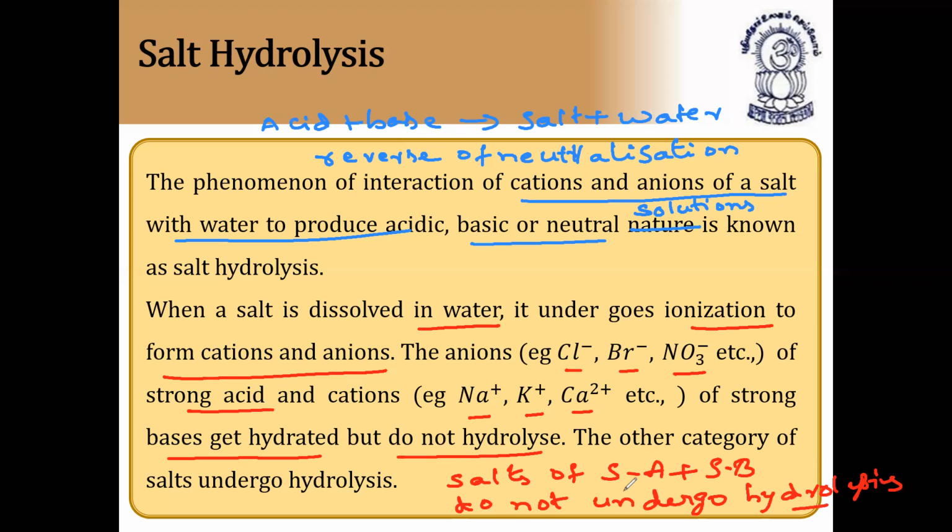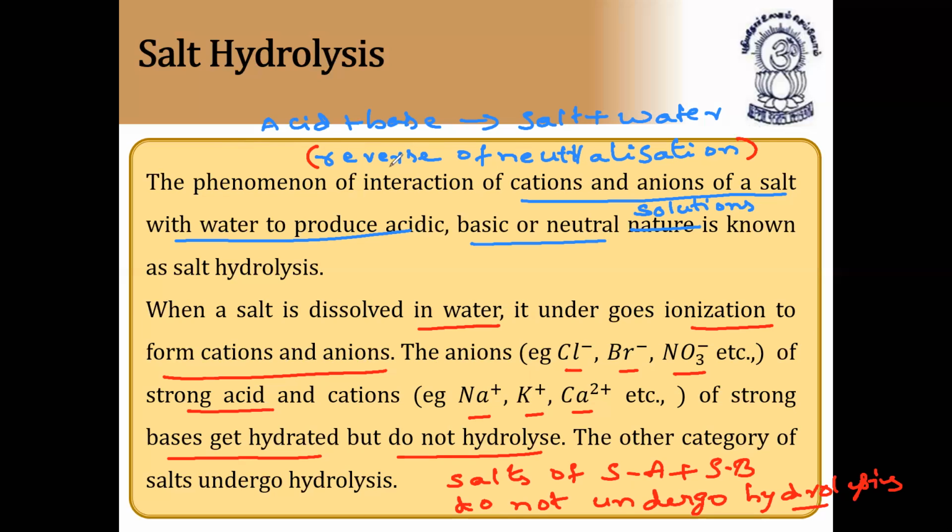What does salt hydrolysis mean? When a salt is dissolved in water, what happens to it, other than the salts obtained by means of strong acid and strong base? Because strong acid and strong base ions do not hydrolyze in water, they do not undergo hydrolysis. So that is a very important concept.